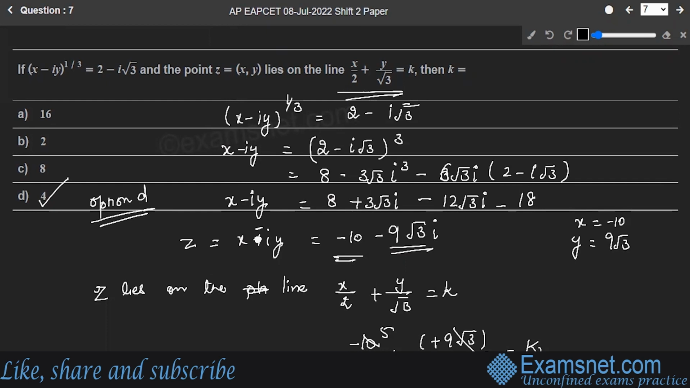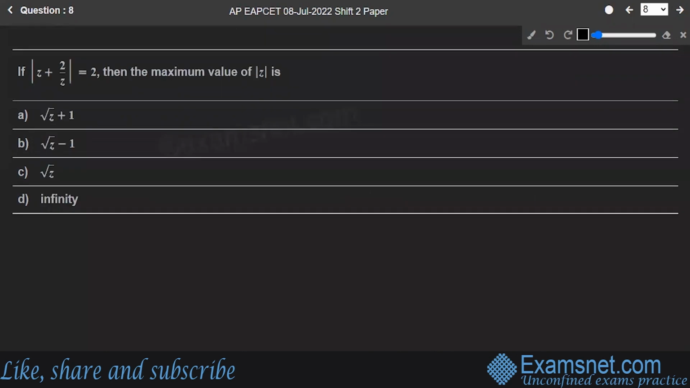Hope you're clear with this. Let's move to the next question, number 8. If modulus of (z plus 2 upon z) is equal to 2, then the maximum value of modulus of z is. Here we have z as the complex number, and you have to find the maximum value of the modulus of this complex number. First thing, there is a bit of change in the options. This is not z over here, this is actually 3. All right, so let's start with the solution.